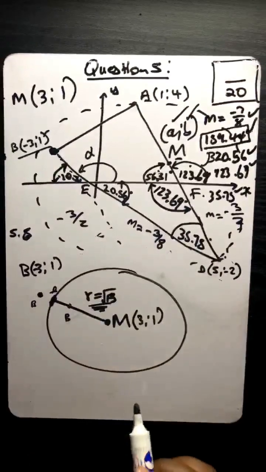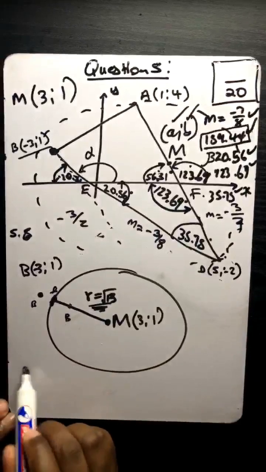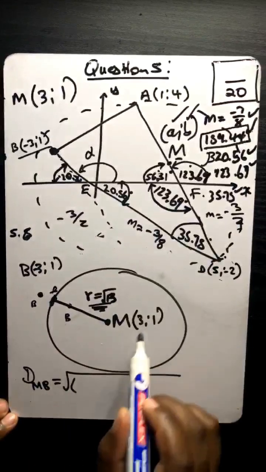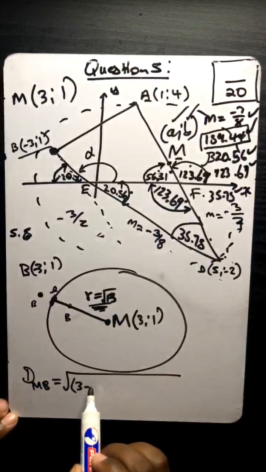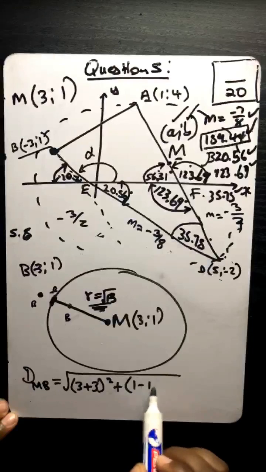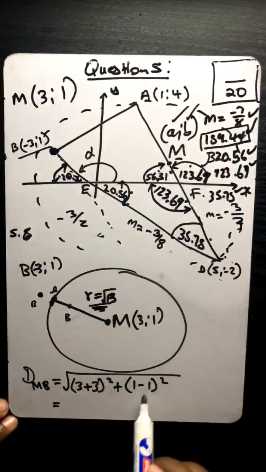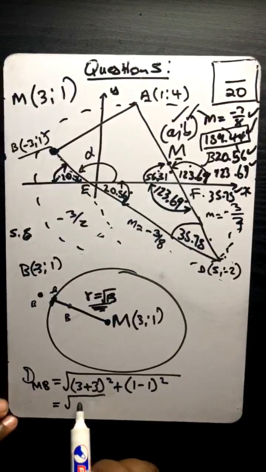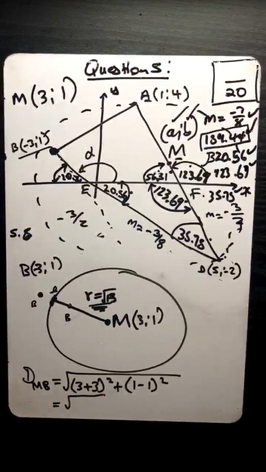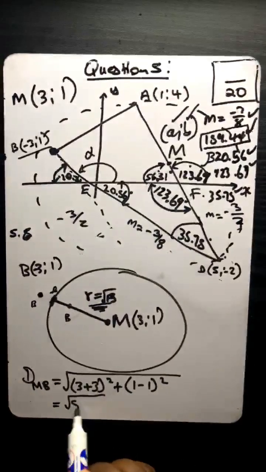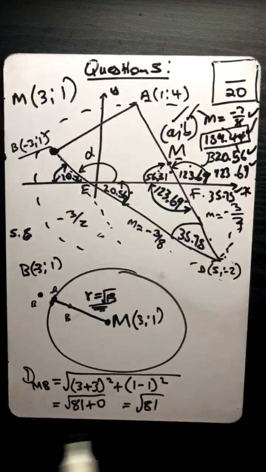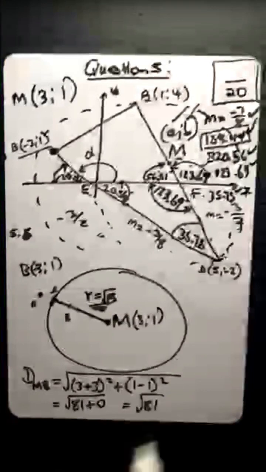So let's check if the honorable member was correct. The distance MB equals the root of x2, 3 minus negative that, it becomes positive 3 squared, plus y that minus that squared. What are you getting for this? I think it's the square root of this plus this is 9. What is 9 squared? 9 squared is 81. So 81 plus this is 0. What is the square root of 81? The square root of 81 is 9.